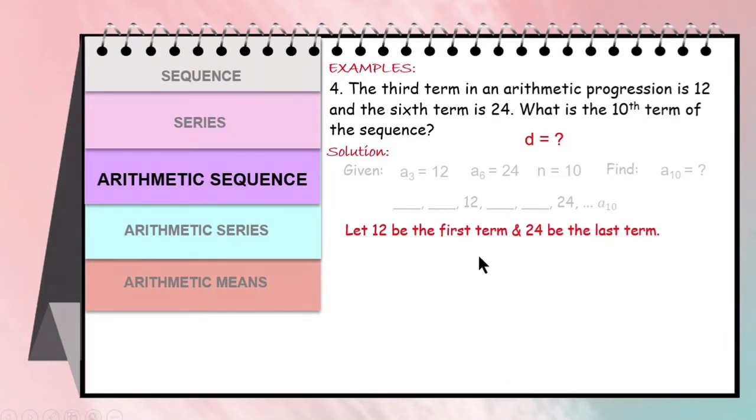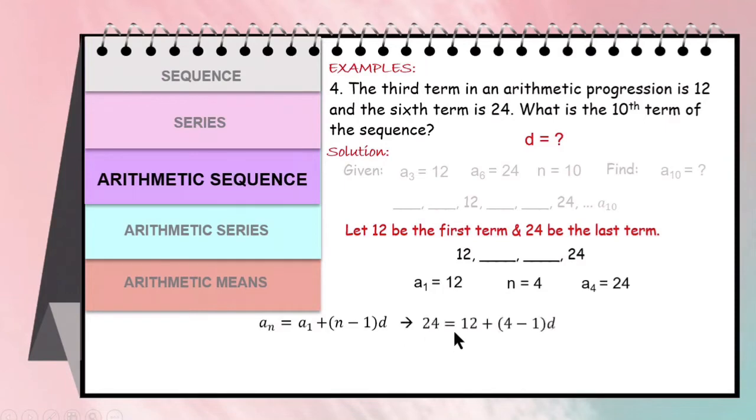Hence, our a sub 1 is 12, n is 4, we have here 4 terms, 1, 2, 3, 4. And the last term, a sub 4, is 24. Substitute these values into the equation. We have 24 equals 12 plus 4 minus 1 times d.